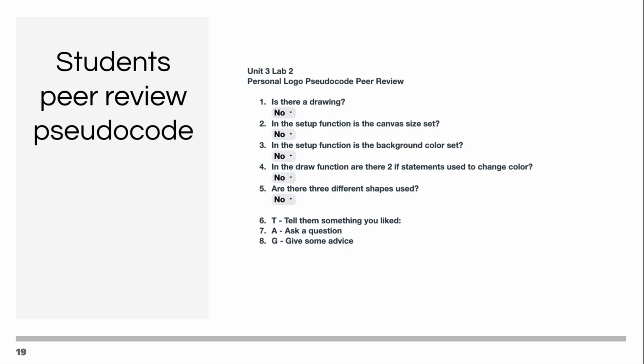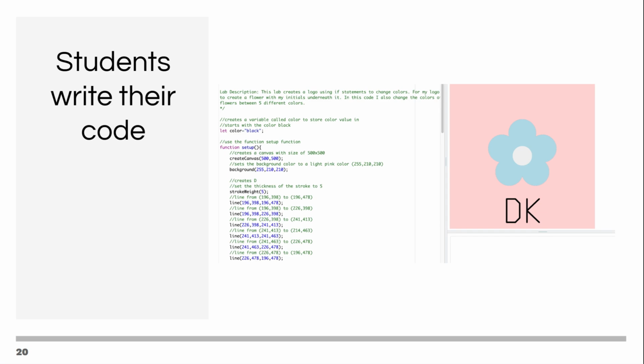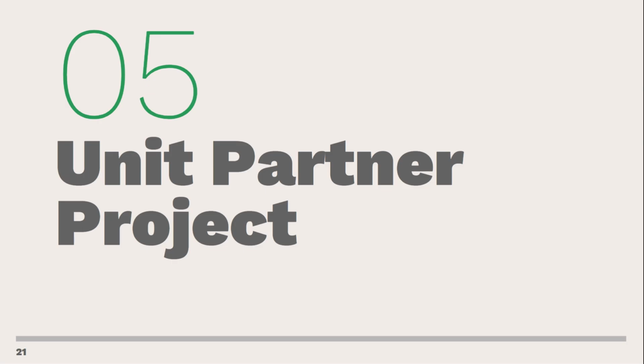This is an example of the questions that I ask. The students are actually completing this on turnitin.com, so they can go back and review what other students have written to them. The last step is the students take their pseudocode, add those to the IDE, and then write the code based on their pseudocode. So this sets them up for success.